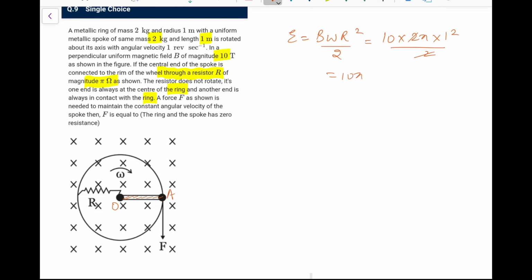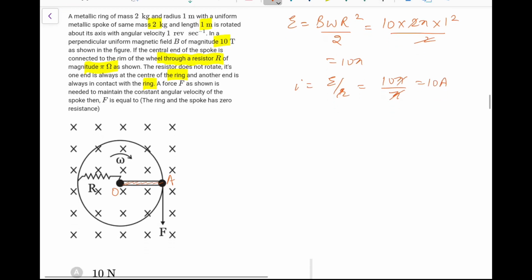Now across these 2 points we have a resistor connected. So current flowing would be E by resistance, let's write it as small r now, because capital R we have used for that. So 10 pi by pi. So I is what we have, 10 ampere. So current is 10 ampere.